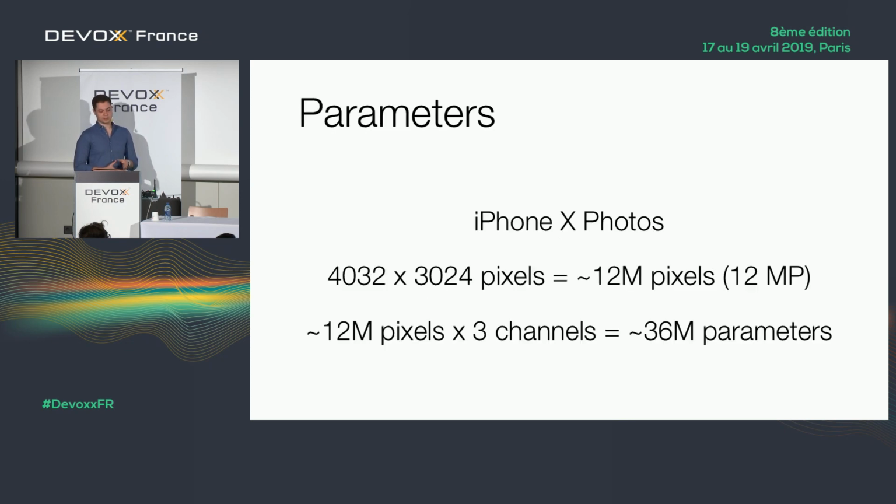One of the important things to realize here is that the number of parameters we have in an image is actually huge. So if you take a simple iPhone X photo, it's a 12 megapixel camera, which generates an image that's about 4,000 pixels wide and 3,000 pixels long.